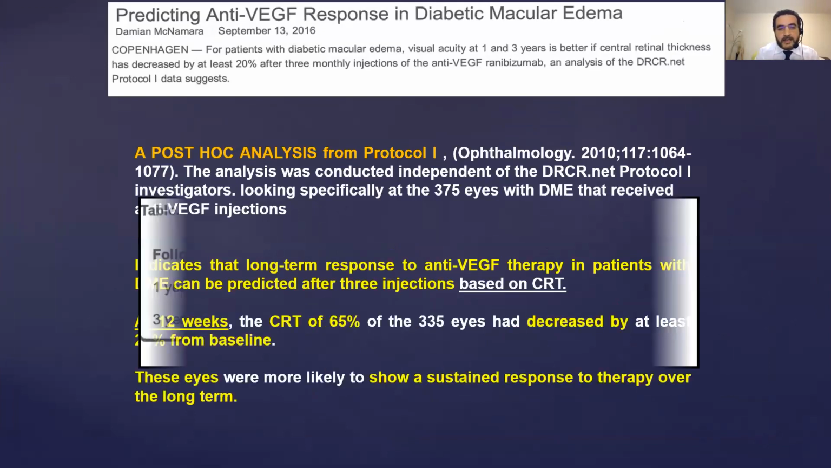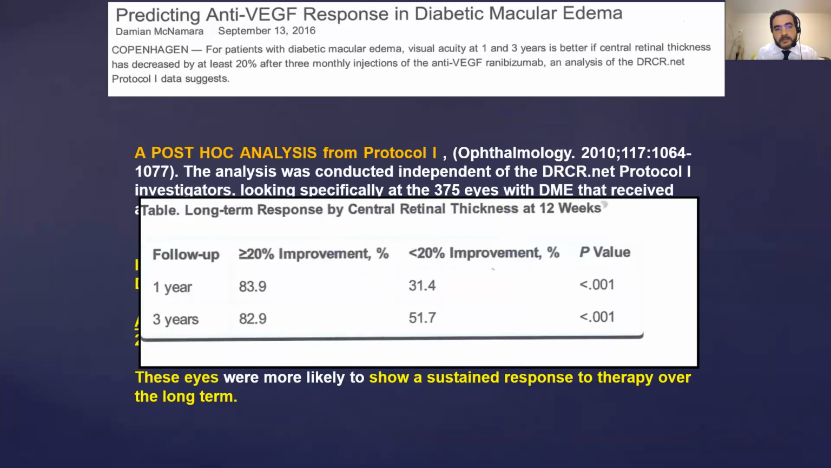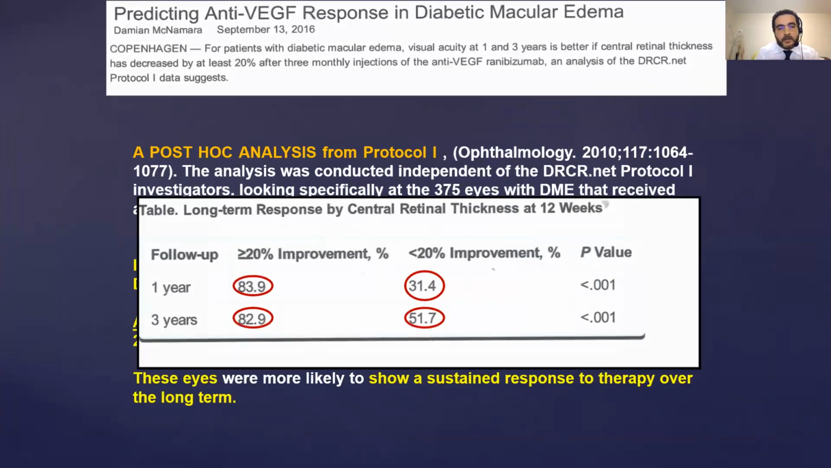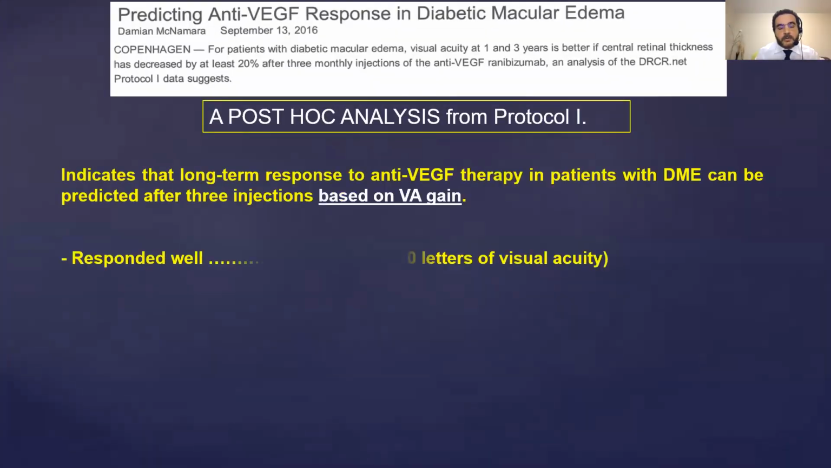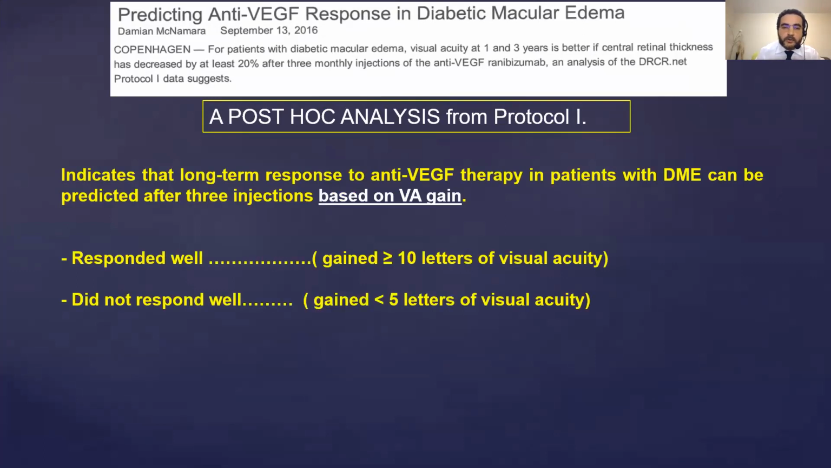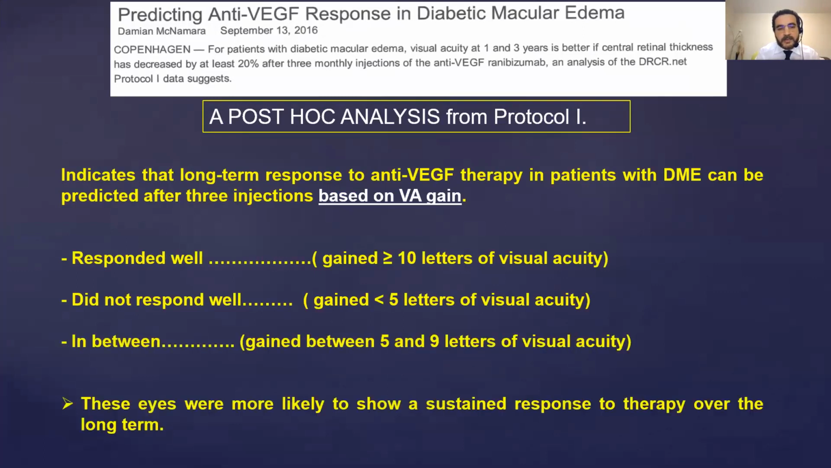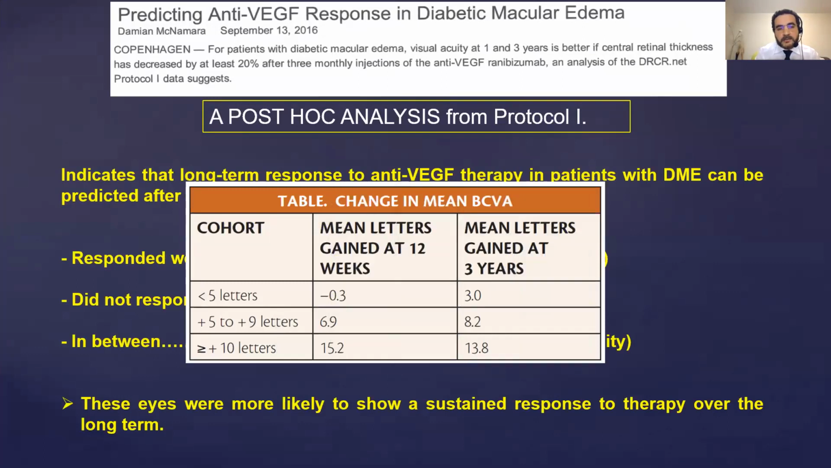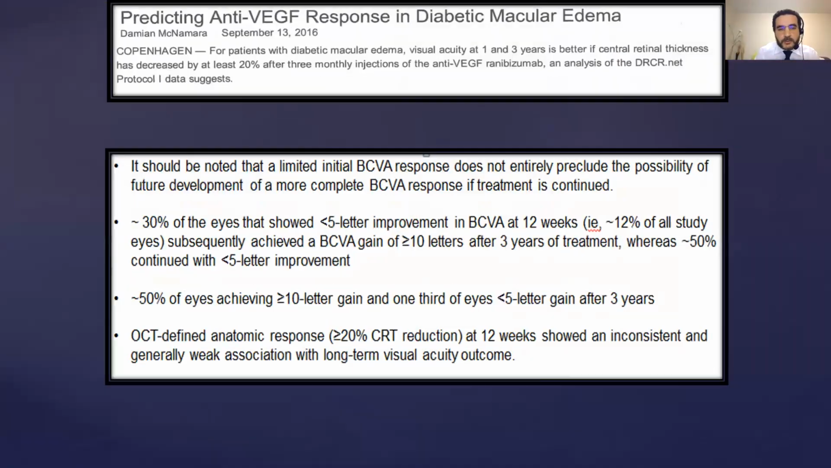So they found that if they classify the decrease in the central macular thickness by more than 20%, those patients are good responders and are expected to maintain the same gain at 3 years. The same applies to visual acuity, comparing baseline visual acuity after 3 monthly injections. Those who gain more than 10 letters are good responders, less than 5 letters are poor responders, and something in between. They found that those who gain 10 letters after 3 monthly injections are more likely to maintain the gain at 3 years follow-up.